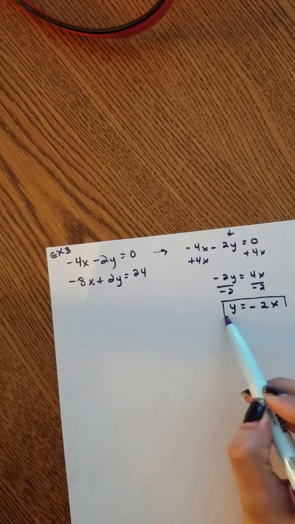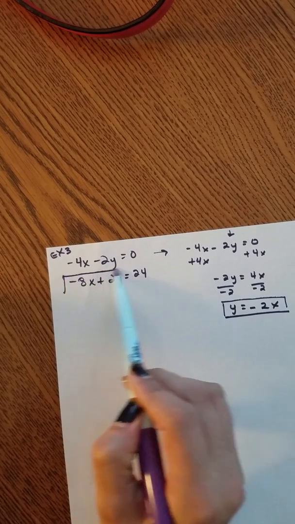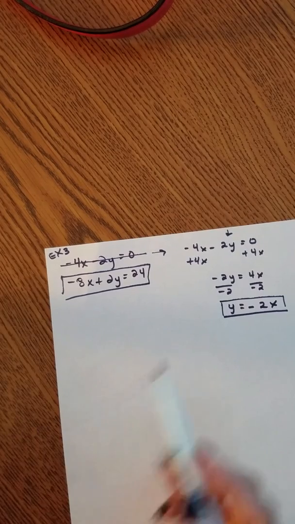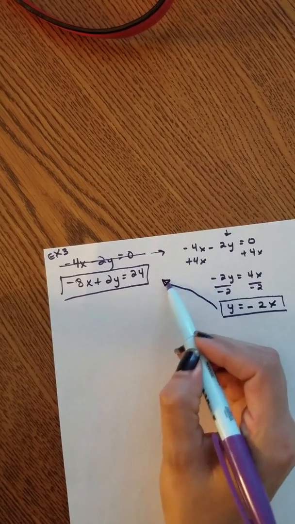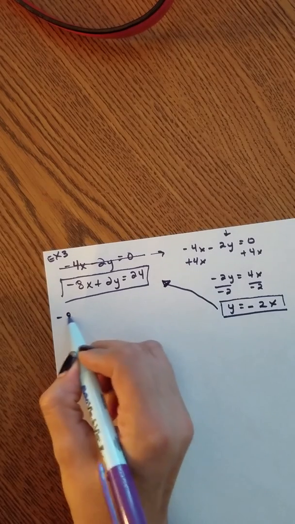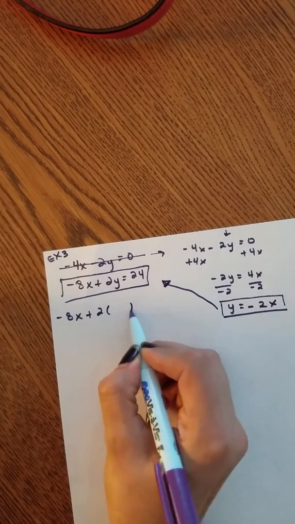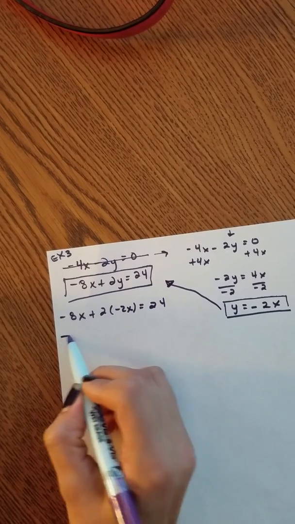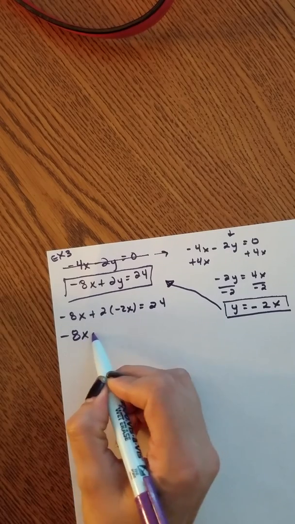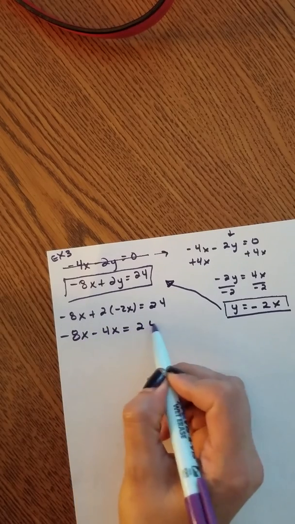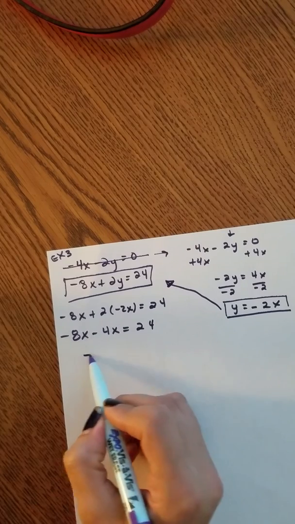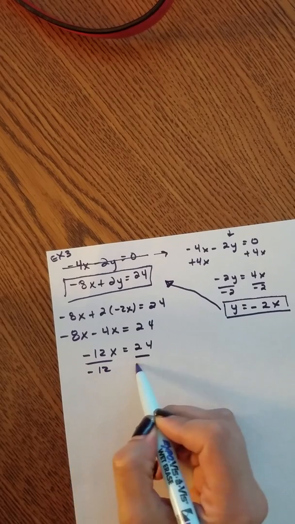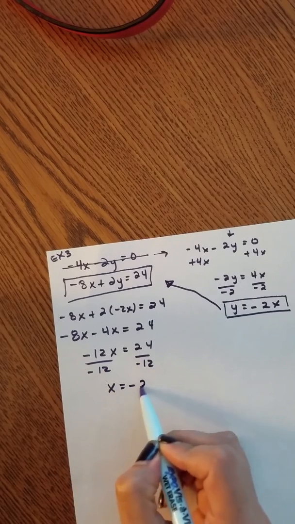Okay, so these are my new equations that I'm working with. This is the one that I changed, so I don't want to use that one right now. I'm going to substitute this one into that one. Negative 8x plus 2 times y is equal to 24. Y is equal to negative 2x. Simplify. 2 times negative 2x is negative 4x. Combine like terms. Negative 8 minus 4 is negative 12. Divide both sides by negative 12. X is equal to negative 2.